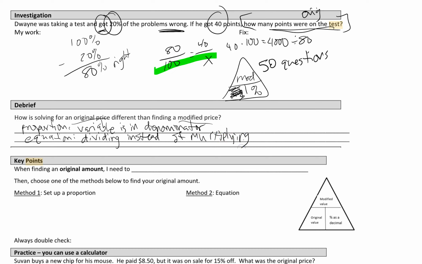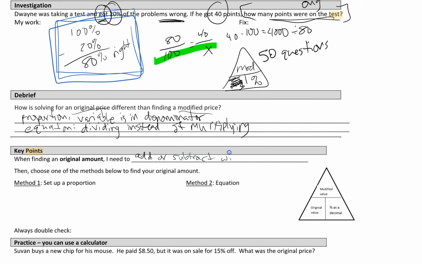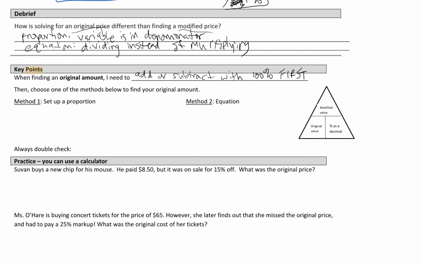So for our key points today, the first thing that I want you guys to think about is where did we start on our investigation? This was our first step, and you have to do this step first every time you're trying to find an original amount. We've got to kind of think backwards. So we're going to need to add or subtract with 100% first. It's really, really important that that happens first. And again, it's because our thinking kind of has to go backwards in this case.